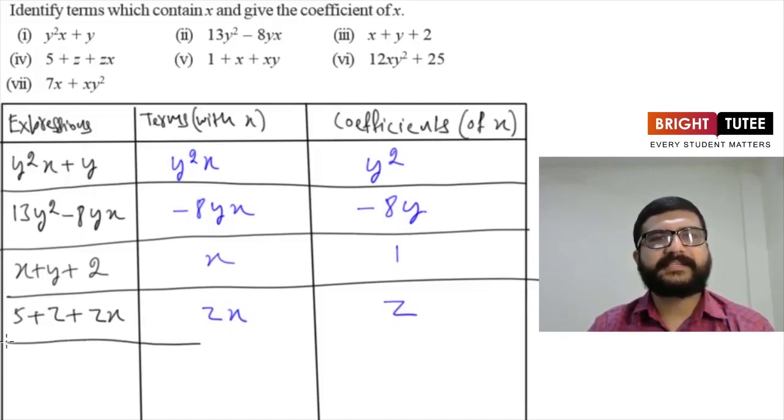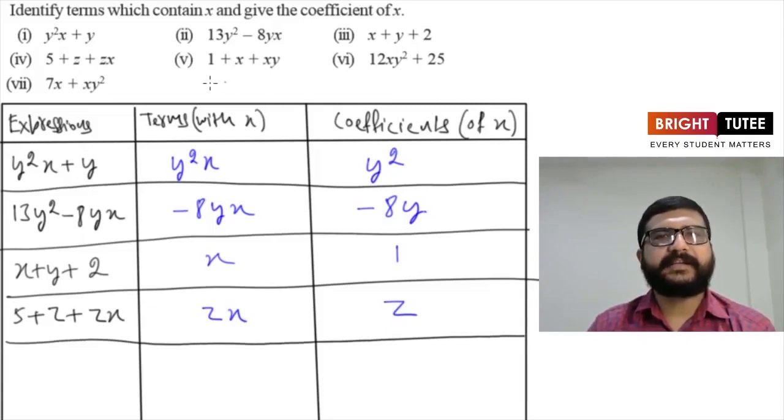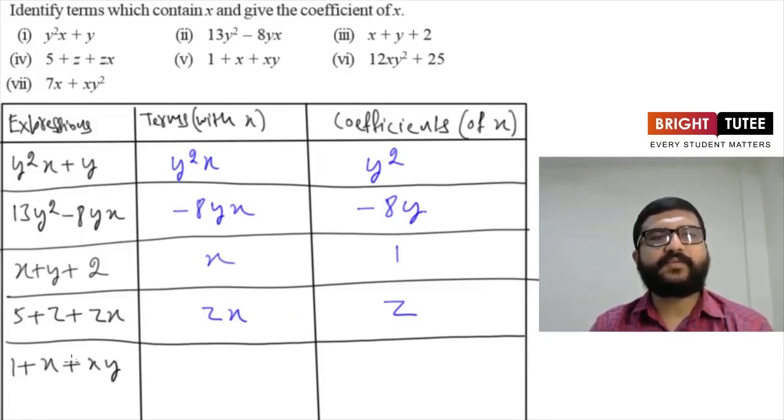Now the next expression, the fifth one, it is 1 plus x plus xy. We will write it here, 1 plus x plus xy. So here we are having two terms which are having x. The first one is x only and the second one is xy. Now we have to write its coefficients. The coefficient of the x will be 1 in the first term, and for the second term we just remove x from here, we are left with y. So y is the coefficient of the second term.